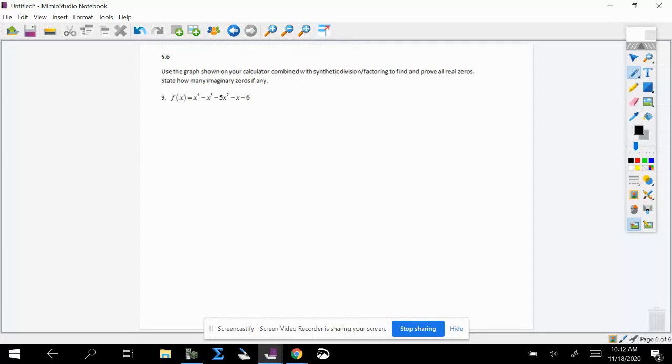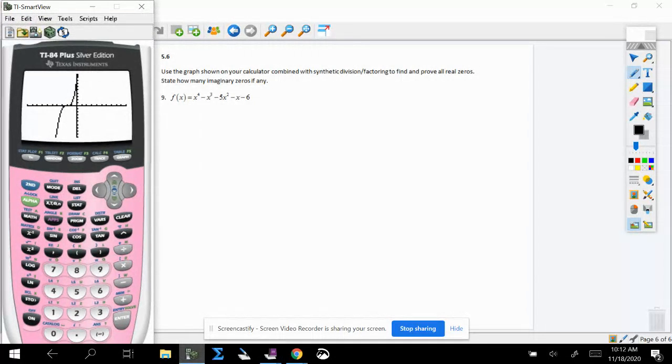And then the last piece is, can we go all the way through, using your calculator and working from there? So we're going to graph this on our calculator. We have x to the 4th minus x to the 3rd minus 5x squared minus x minus 6. A lot of minus signs. Make sure you type it in right. Obviously, if you typed it in wrong, you're going to be looking at the wrong picture. I'm going to hit graph.